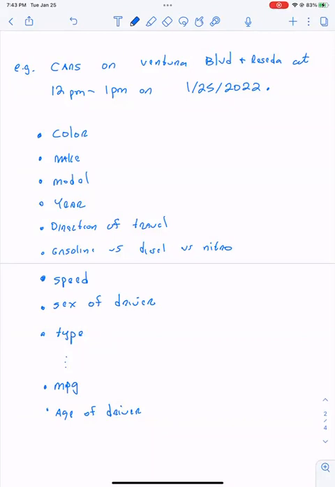Okay, anyway, so some of these are categorical. Some of them are quantitative. It's important to differentiate which ones are which. So let's write a very definitive definition.